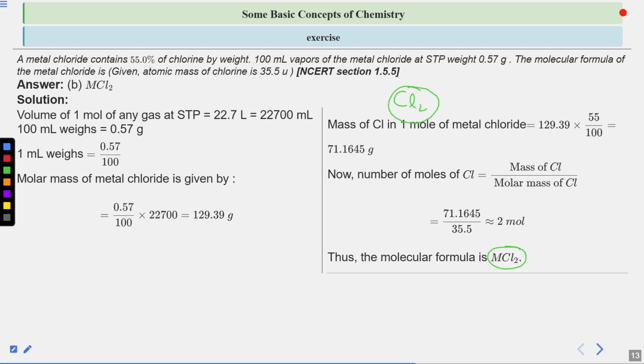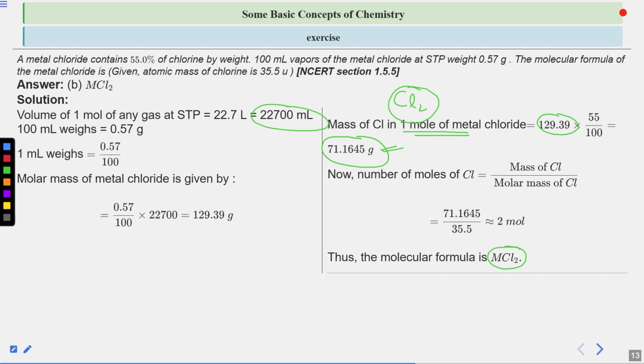The first step is, we know that the mass of chlorine that is present in 1 mole of metal chloride is 71.645 grams. So I have written it by mistake. Sorry for that. I have taken the NTP condition rather than STP. So what I am saying, again listen to it. Why am I saying it as MCl2? Because we know that the mass of chlorine that is present in 1 mole of metal chloride will be this, because this amount is the molar mass of the metal chloride.